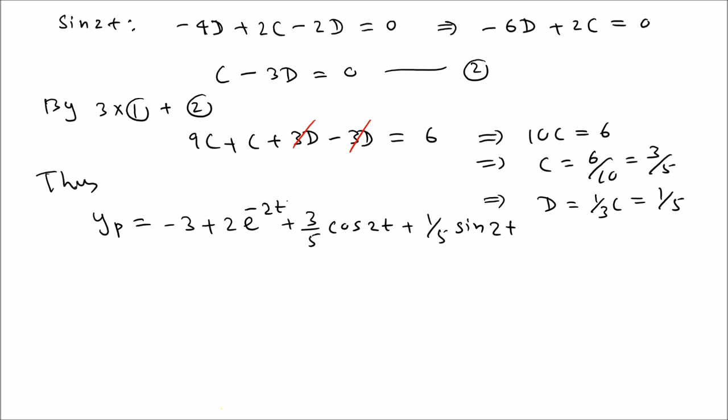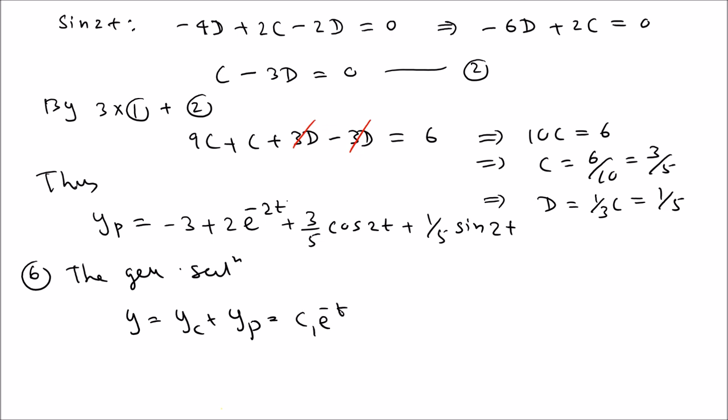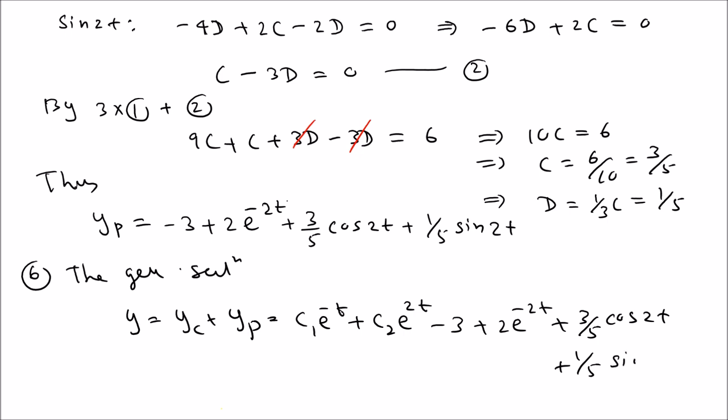Now we can write the general solution. Step number 6, the general solution. The general solution is y equals yc plus yp. So you can substitute in c1 e to the minus t plus c2 e to the 2t, and then minus 3, plus 2e to the minus 2t, plus 3/5 cosine 2t plus 1/5 sine 2t.